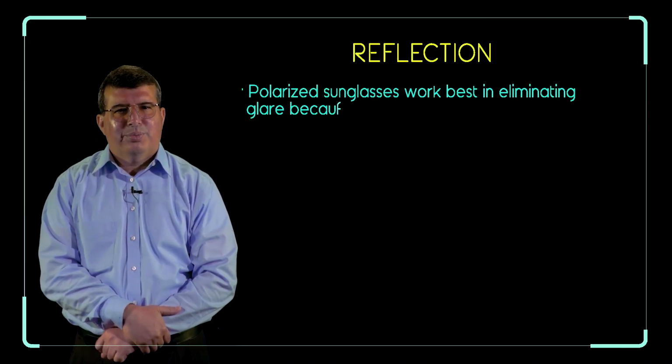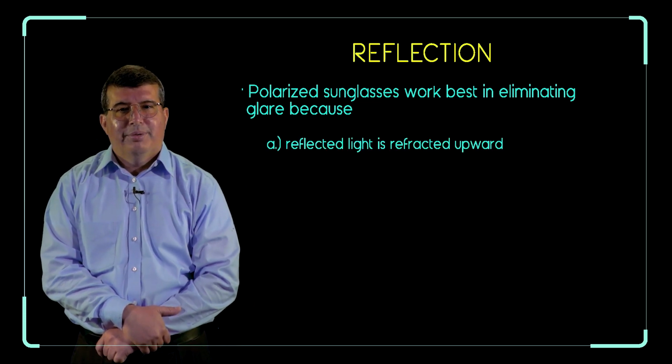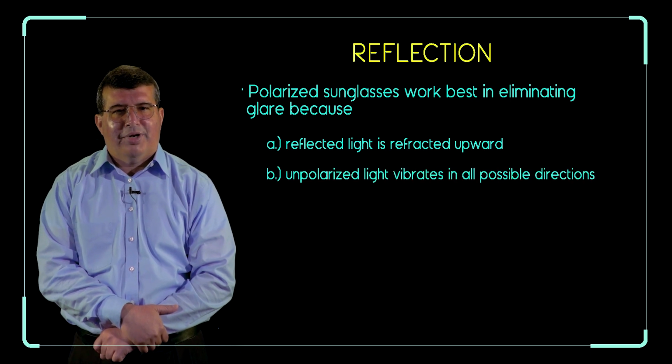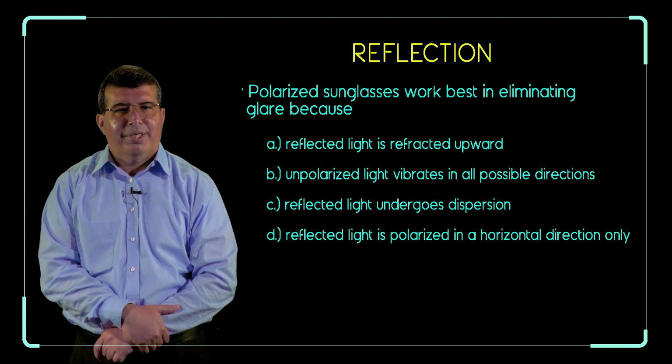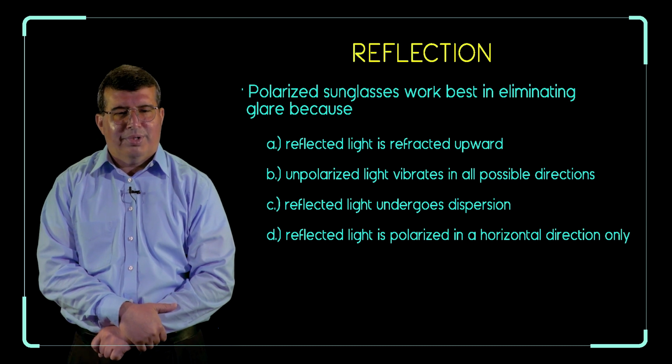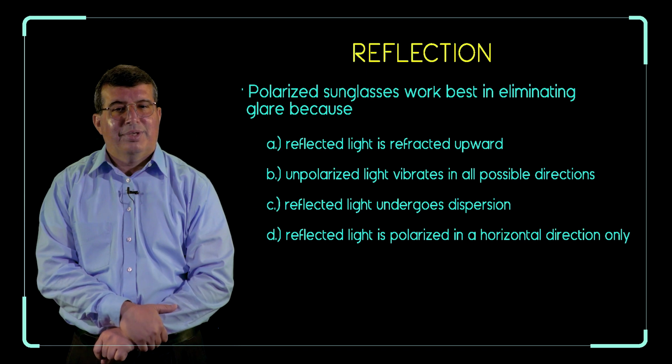Last question. Polarized sunglasses work best in eliminating glare because A, reflected light is refracted upwards, B, unpolarized light vibrates in all possible directions, C, reflected light undergoes dispersion, or D, reflected light is polarized in a horizontal direction only. So pause, think about it, and when you're ready for the correct answer, hit play again.